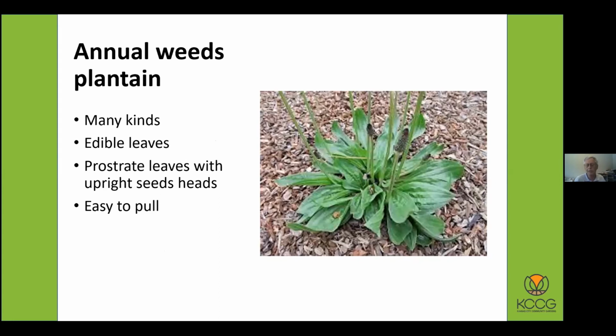You'll hear this lots of times, plantain. That's not the type of plantain that looks like kind of a green banana that you see in the grocery store. This is a weed. Many different kinds of plantains. They do have edible leaves. I've never tasted them. You have to cook them. So I'm not making any promises on how great it would be. Again, it's got this kind of creeping prostrate habit. This makes a little rosette, a little circle of leaves, fairly easy to pull.